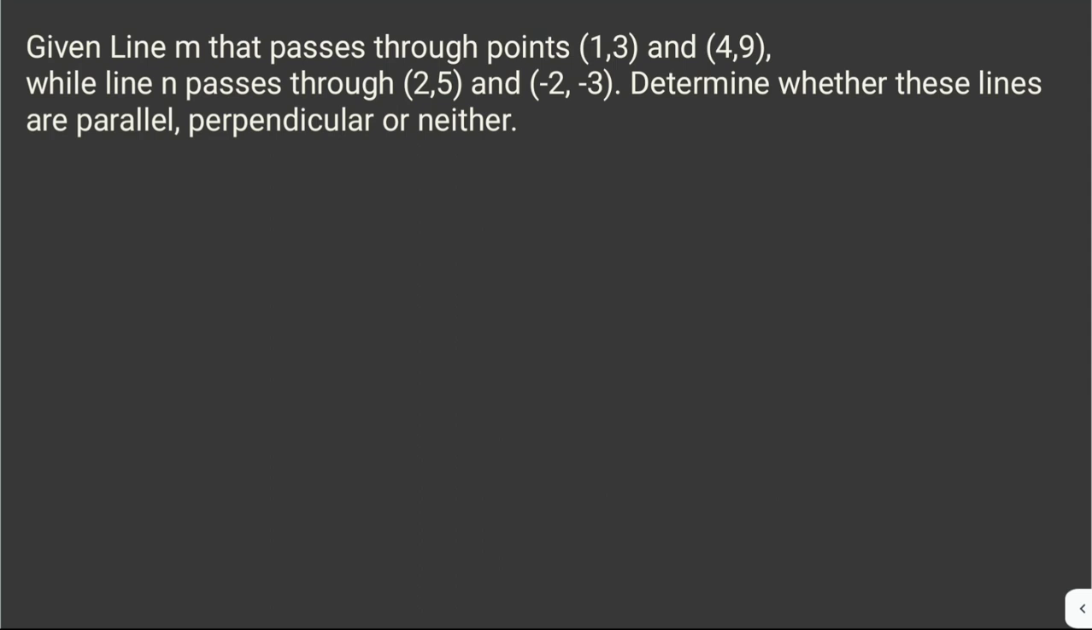When the slopes of those two lines are equal, that means the lines are parallel. But if one of the slopes is the negative reciprocal of the other one, that means the lines are perpendicular. If none of the slopes are equal, nor the negative reciprocal of the other slope, then the answer is neither parallel nor perpendicular. So let's solve for the slope of the first line, which is line M.